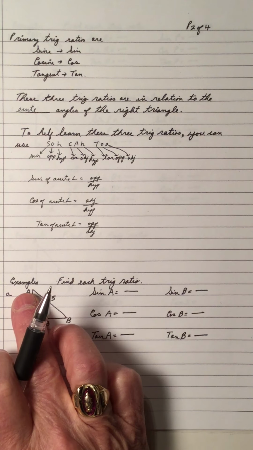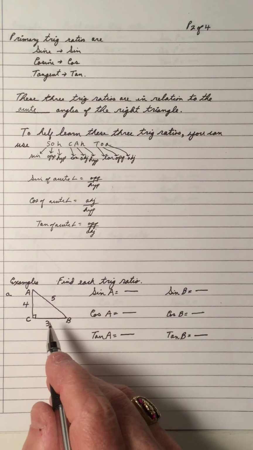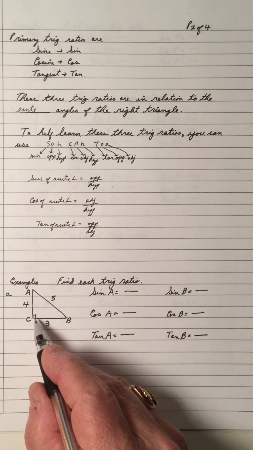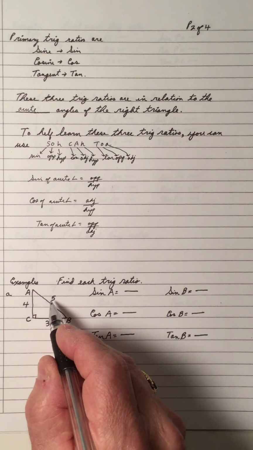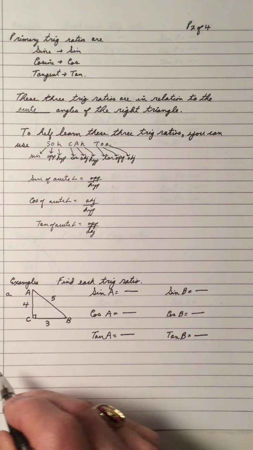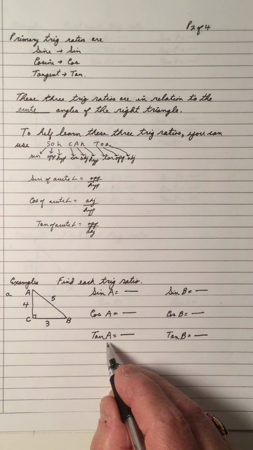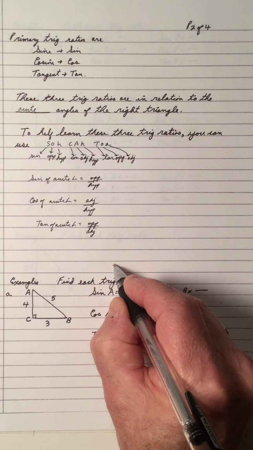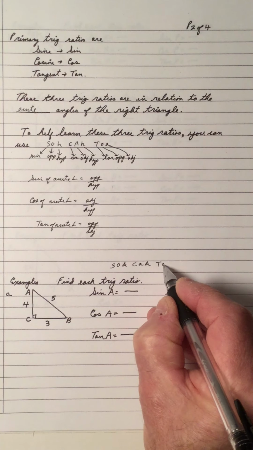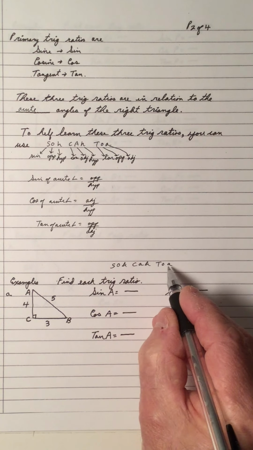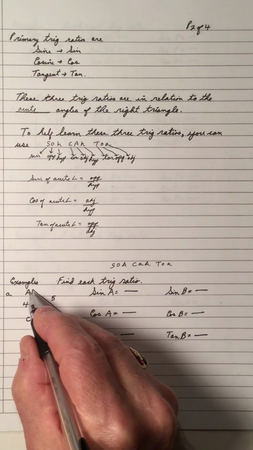Let's do some examples. Example, find each trig ratio. So what happens is that I'm going to find, in terms of this triangle, which has angles A, C, B, where C is a right angle, I have the 5, 4, and 3 for the sides. So notice I want to find sine, cos, and tan. Let's do all of angle A first. So I'll write down SOHCAHTOA, S-O-H-C-A-H-T-O-A. And when I'm looking at angle A, there's angle A.